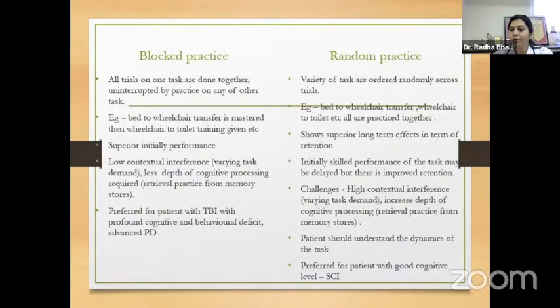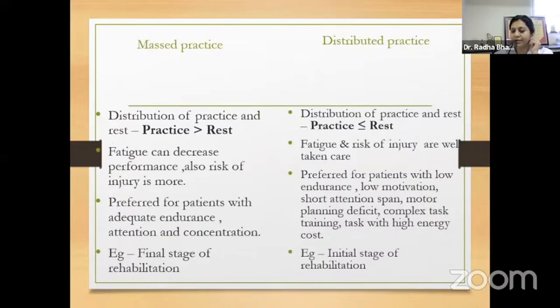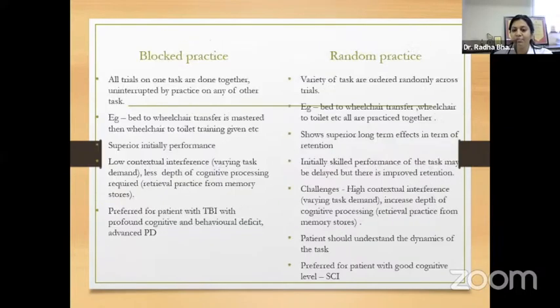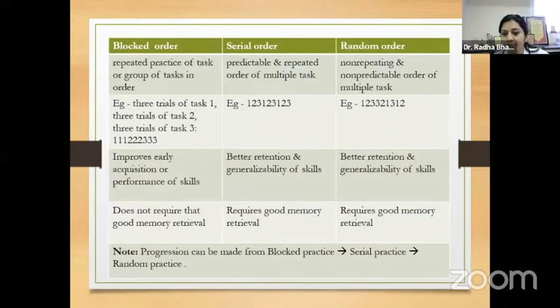So initially what we had seen were two types of practice, which were your massed practice and the distributed practice. Next was the sequence in which we are going to practice, accordingly we had seen blocked practice and the random practice. Now again, the order in which the practice is given to a patient. Accordingly, we have three types: blocked practice, serial practice, and random practice. So this is blocked order, serial order, or random order.